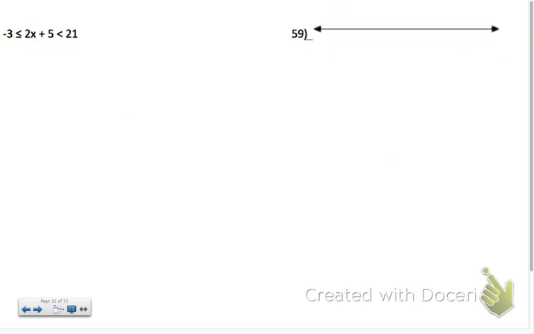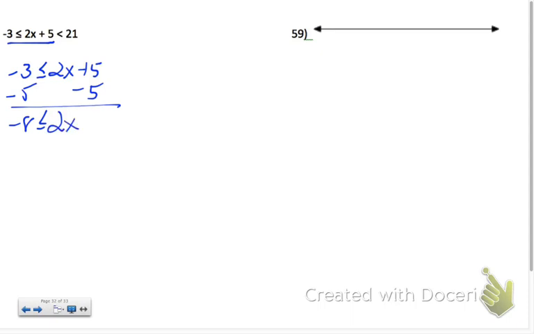So this is the same as an AND problem. What I want to do is first solve this side. Negative 3 is less than or equal to 2x plus 5. So minus 5, minus 5. I get negative 8 is less than or equal to 2x. Divide by 2, and I get negative 4 is less than or equal to x. So that's one of the answers.